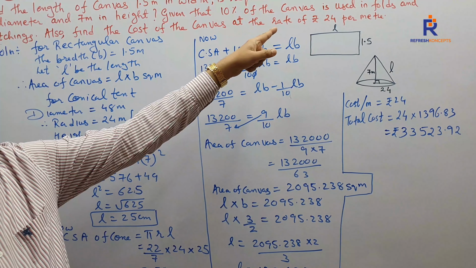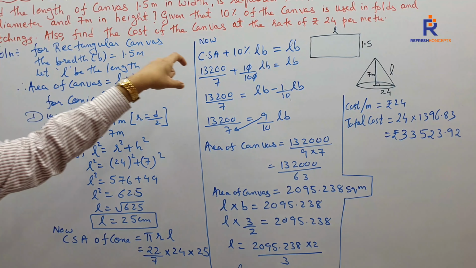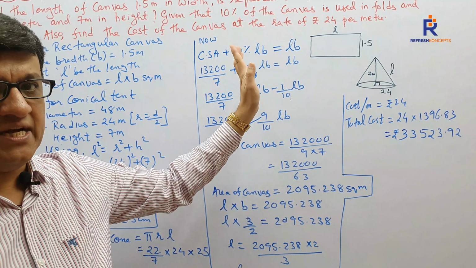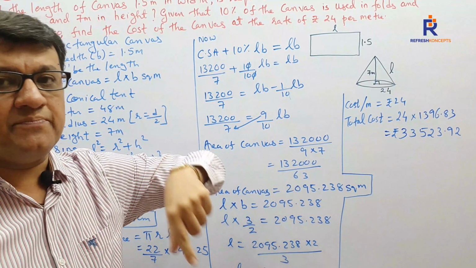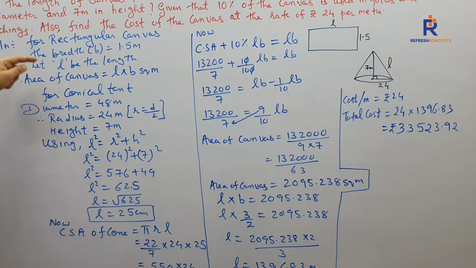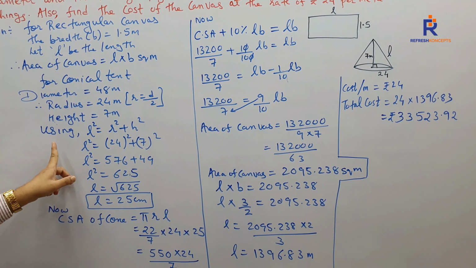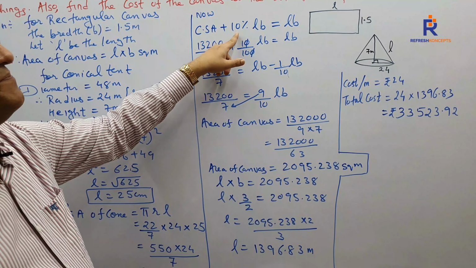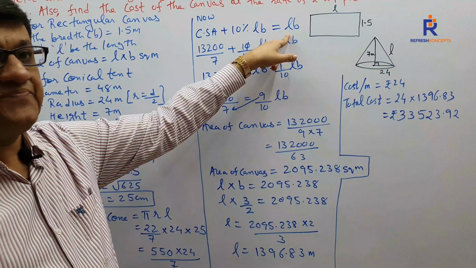10% of the canvas, thereafter length. So the question said there is a canvas whose breadth is given to us, length is what we are supposed to find out. From the same canvas, we wanted to make a conical tent, but in the process of doing so, there is a wastage of 10% of the canvas. So we have found out first the curved surface area by finding L first. Curved surface area plus 10% of canvas combined together will give me the total area of canvas.